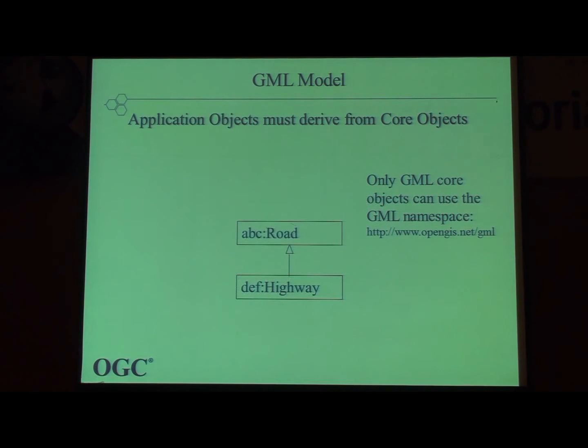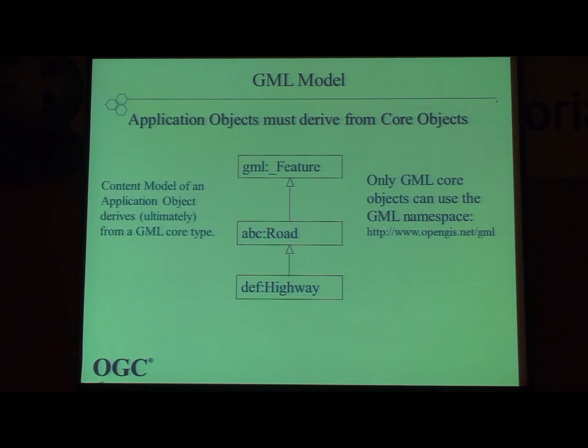Now, in order to derive an application object from core objects, this is how it looks in a pseudo-UML diagram. We can have a road defining one application domain that derives off of the abstract GML feature. Now, a highway can be a specialization or an extension of a road as defined by another domain and would typically be in some different namespace. So each application domain has to have its own different namespace or use multiple namespaces.